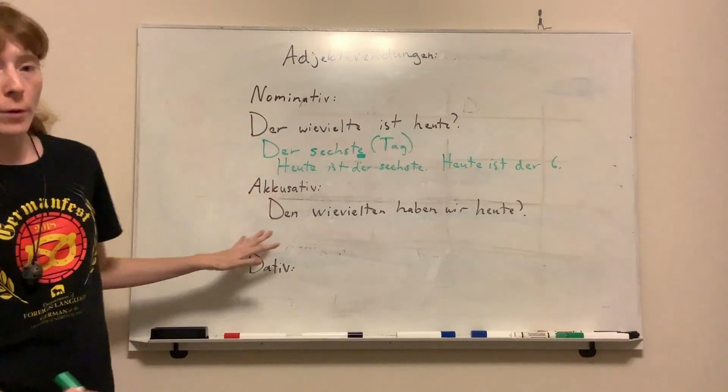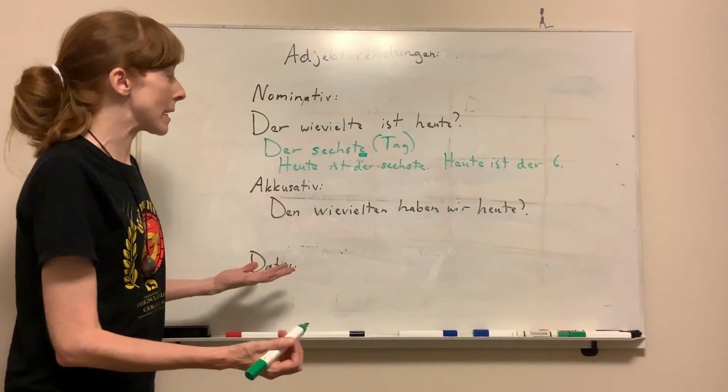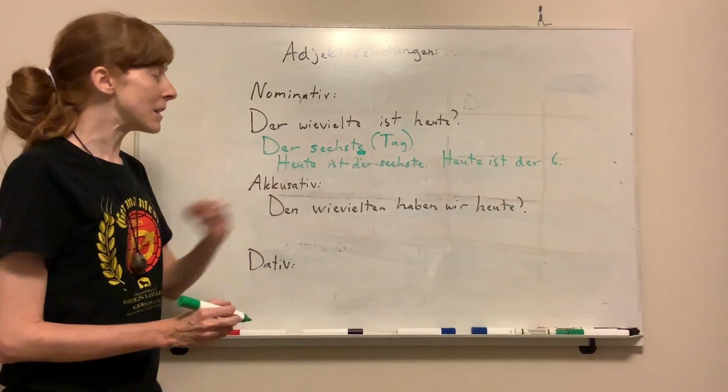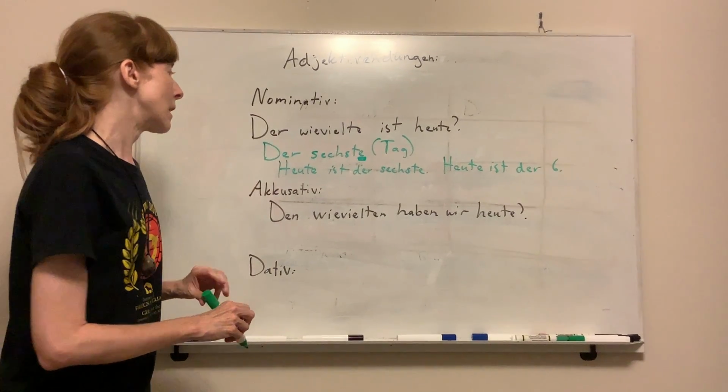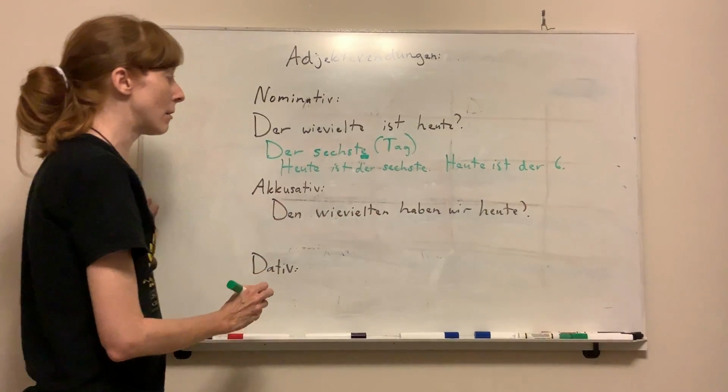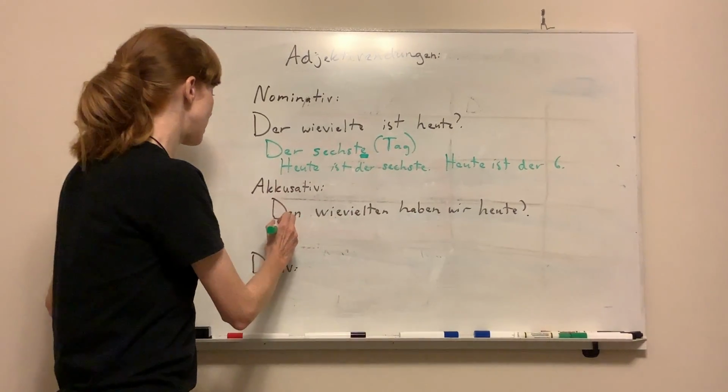Accusative. There's another way to ask the question about what day it is. "Den Wievielten haben wir heute?" Literally, the how much do we have today? So it's a direct object now. Same thing applies though.